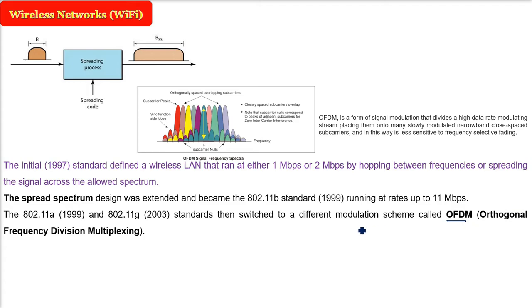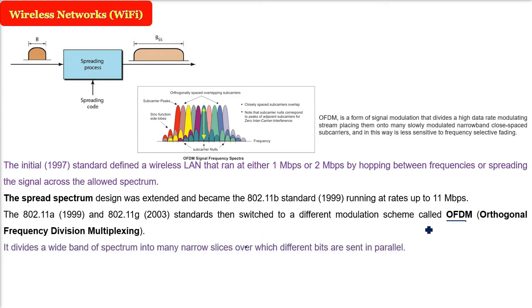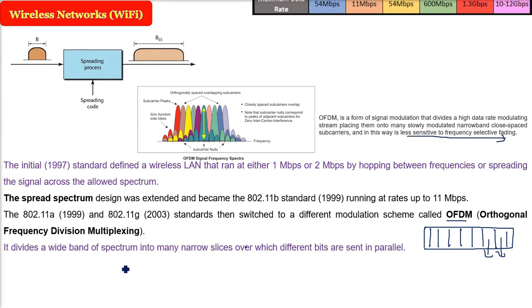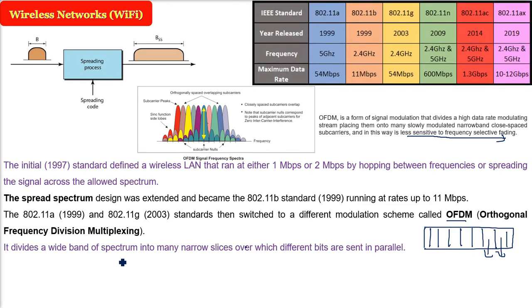And what is this OFDM? To just give you a hint, this is all about slicing. That is, it divides a wide band of spectrum into very short, very narrow slices. Over these slices, different bits are sent in parallel. This is how it becomes less sensitive to frequency selective fading. This is the picture I wanted to highlight. We'll be talking about this in detail.